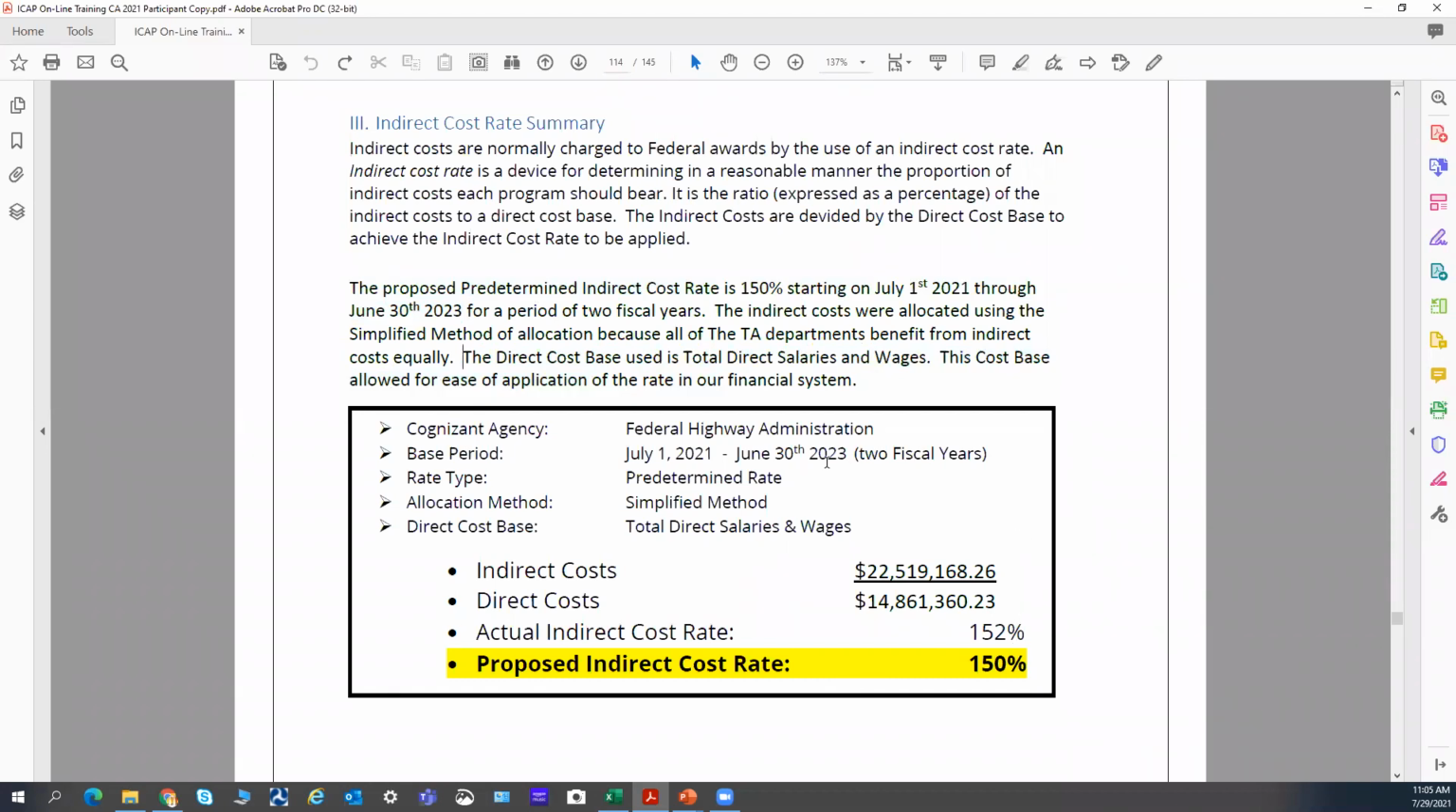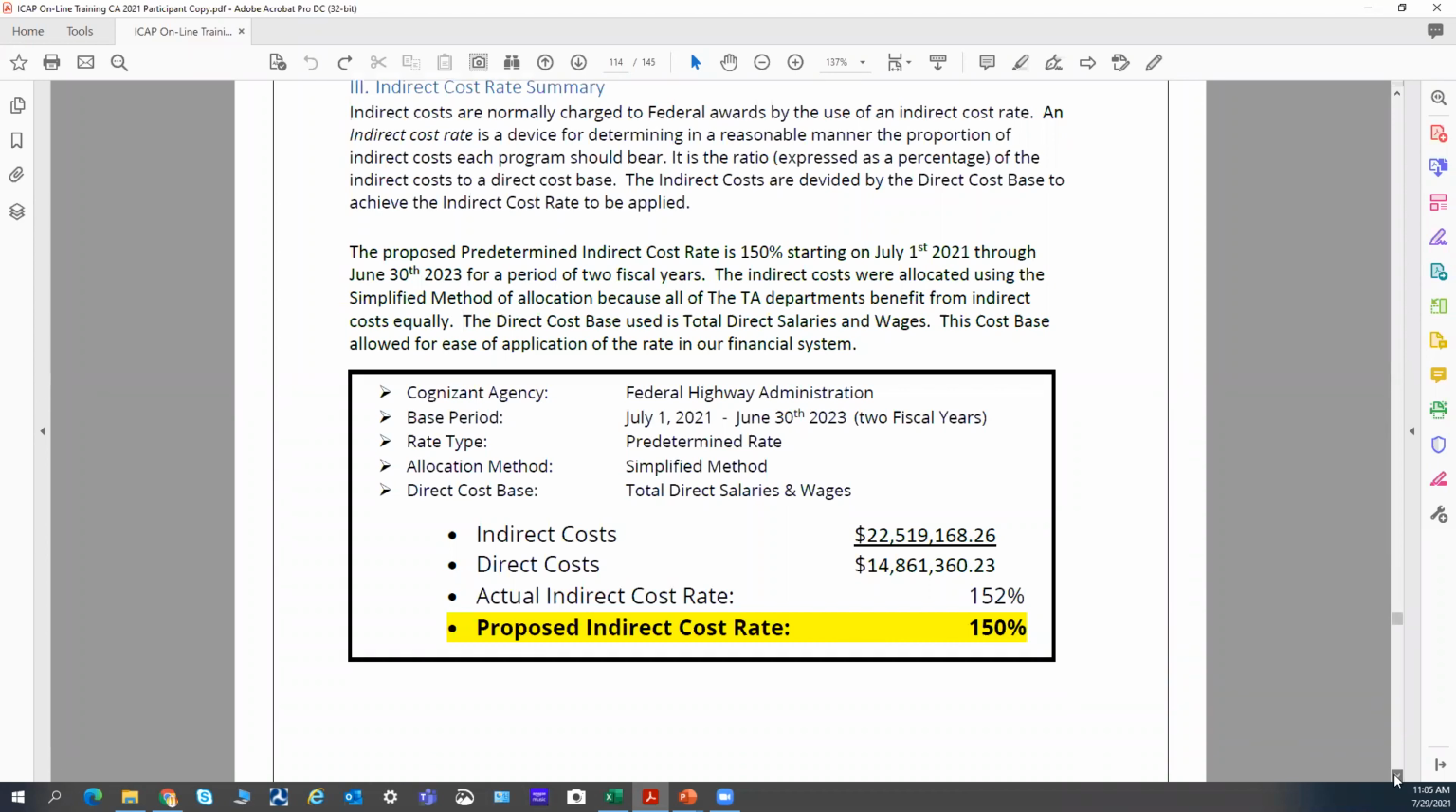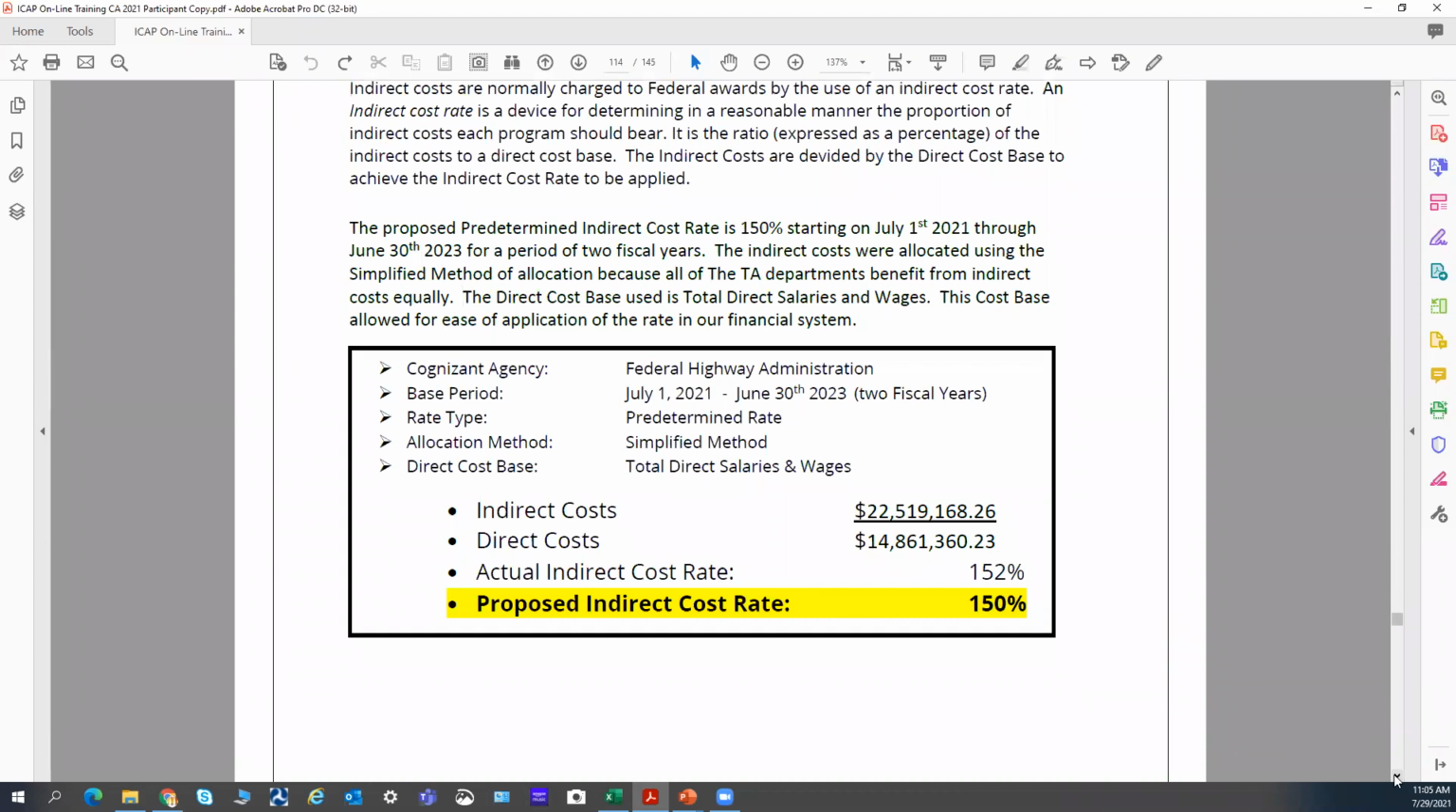And I had a question I wanted to ask everybody out there on this one. But in one specific area, right up in the very beginning, it gives a lot of the basic information: who's their cognizant agency, the period, the rate, what allocation method they're using, their direct cost base, and then they start throwing some numbers in there. They show you what your actual indirect cost rate is and what the proposed is.